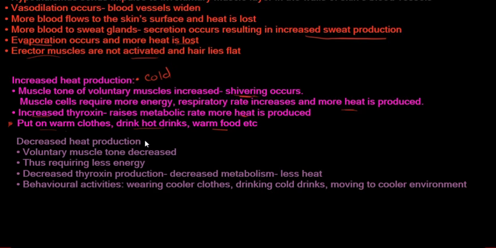Now, if we want to decrease heat production, on a hot day the voluntary muscle tone is decreased, so that shivering action does not happen, requiring less energy. There will be a decrease in thyroxine production, so you have a decreased metabolism, so less heat is made. So on a hot day, your metabolism will have a decreased rate. And then you also have behavioral activities such as wearing cooler clothes, drinking cold drinks, and moving to a cooler environment if you're lucky to have an air conditioner in your home, or just sitting in front of the fan.